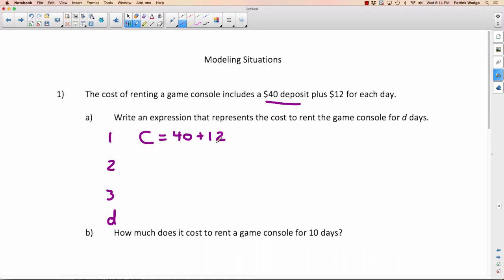Right? Because you rented it for 1 day, so you pay the extra 12. That's it. All right, how about for 2 days? For 2, you still have to pay the $40. It's not 2 times 40, it's just 40. Plus, now you could put 24 here, but you know what's going to make this easier for you?